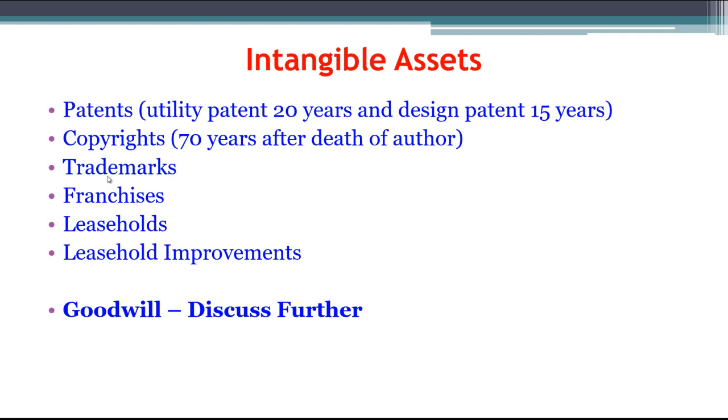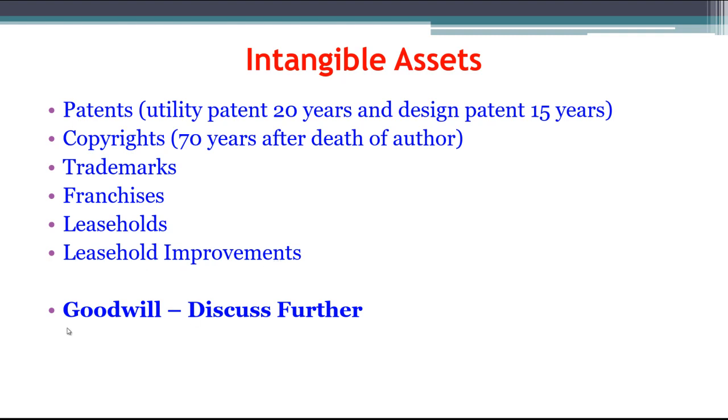Trademarks. Here, these can be renewed indefinitely. So these are, again, basically legal fees unless you purchased it from somebody. Franchises, these are contracts. You have the right to operate under another company's name. A leasehold is the ability to lease an asset for an extended period of time. It's a contract again. Leasehold improvements are after you have a lease, if you've added new fixtures or new walls or something to that building that stay with the building, you can amortize those expenses as well.